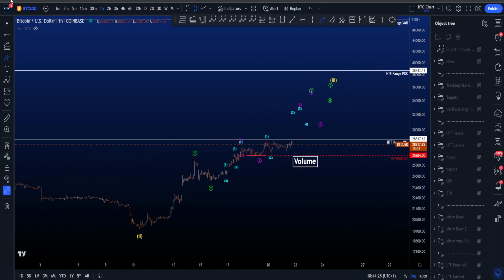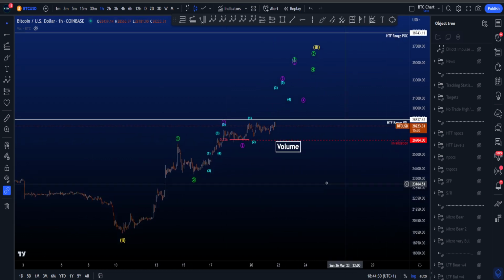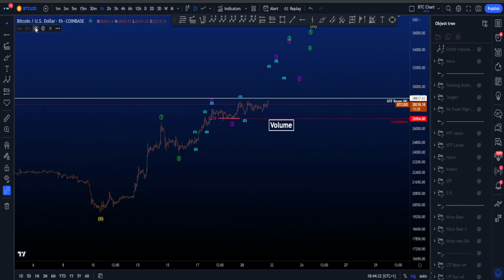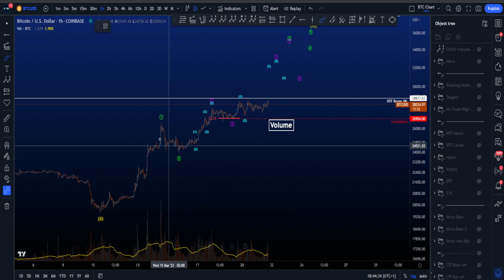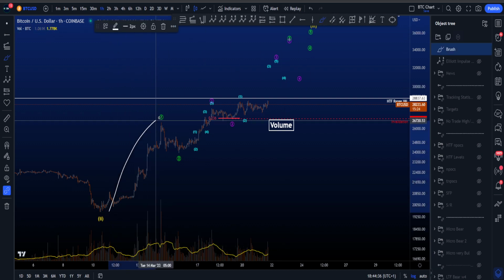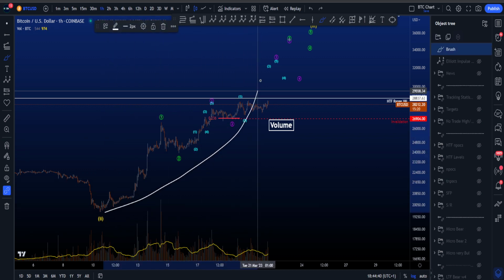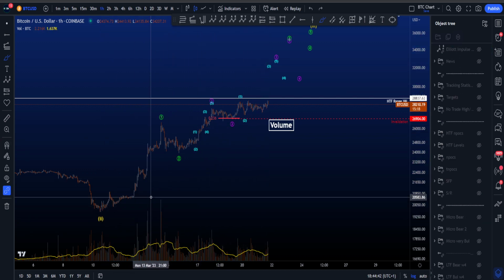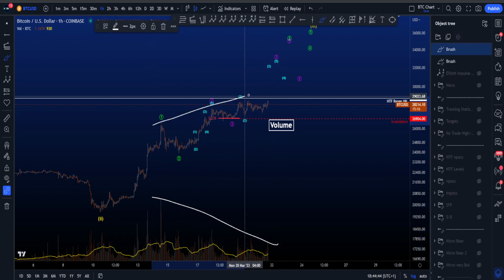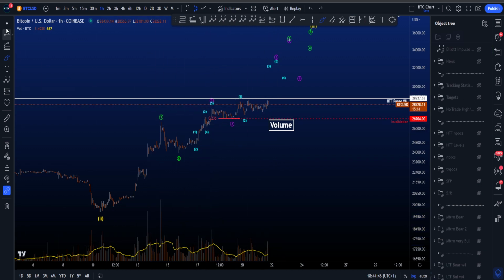Now the problem that I have with this scenario, at least on the lower time frames for sure, is the volume. If we look at the volume, what the chart is doing is this. And what you want to see in this scenario is actually something like this. You want to see it move to the upside. Volume is dying when we are making new higher highs, which is not a bullish sign.